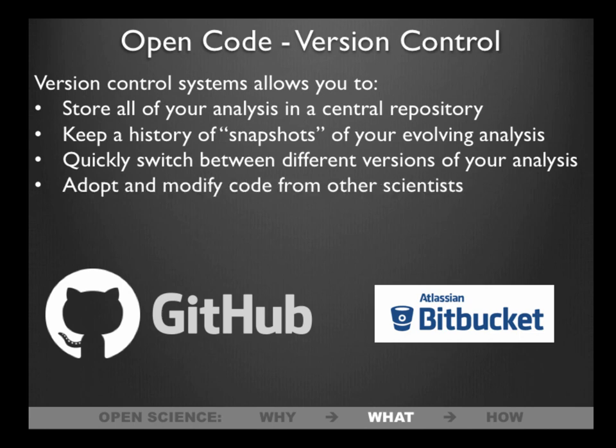It also makes it very easy to adopt and modify code from other scientists. If you get on github.com, you will find thousands, if not millions, of code bases from scientists all over the world. You can download the exact code, you can get compilation instructions, and you can see how they got there. You can also do something called forking. If you fork the code, then you basically create a copy of it in your own workspace, and then you can adopt it.